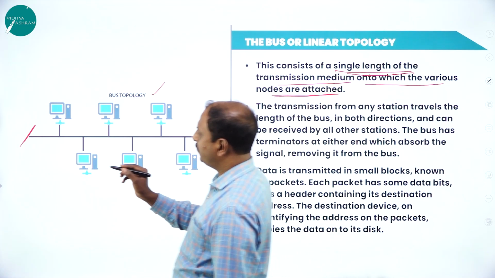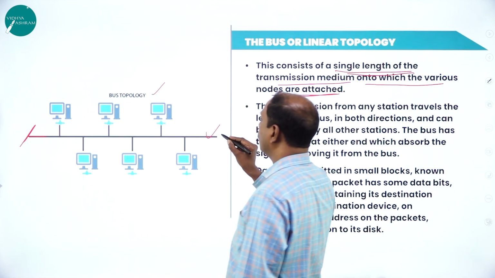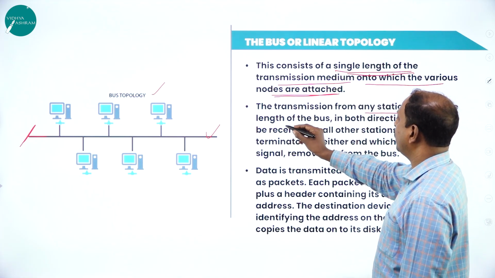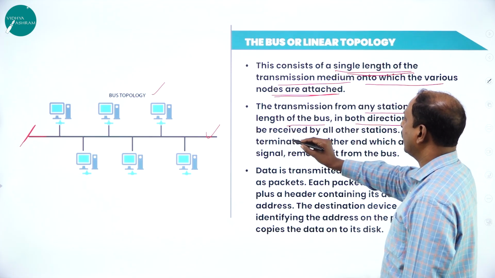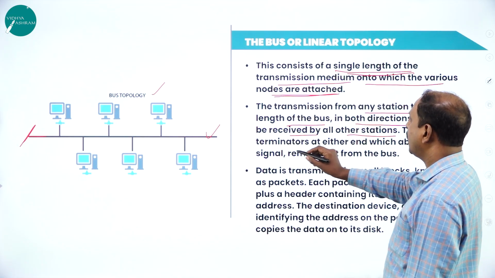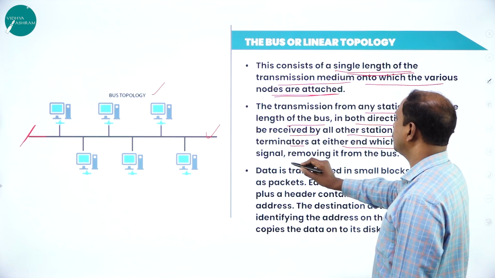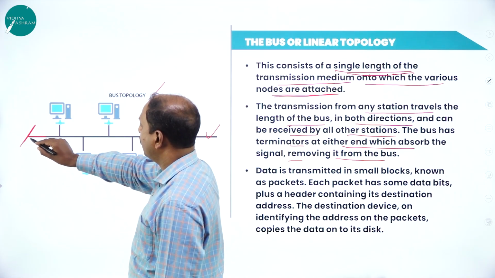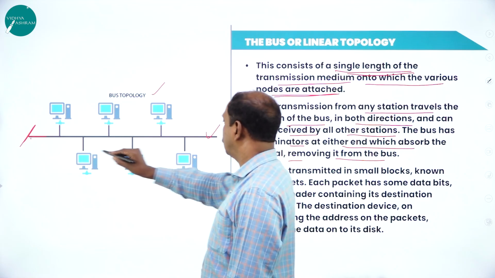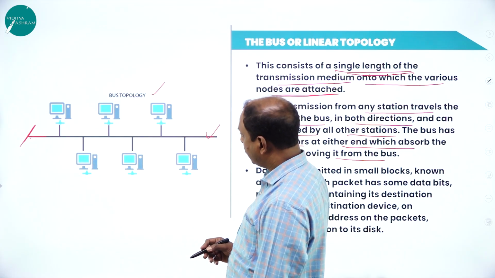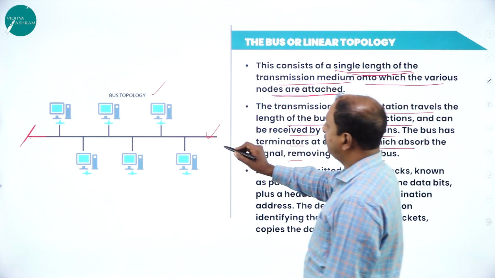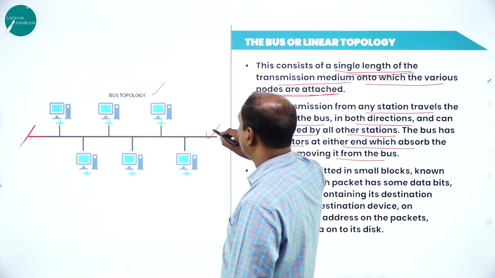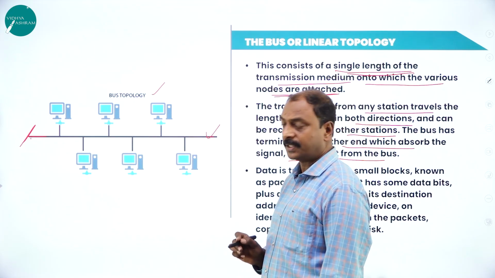So here data is transmitted within the main transmission cable. The transmission from any station travels the length of the bus in both directions and can be received by all other stations. The bus has a terminator at either end which absorbs the signal, removing it from the bus. So how does data travel? The data travels on the entire cable, for example from this end to this end, in both directions. In that way the data is transmitted and received by a particular computer, but the data keeps on moving from one end to the other throughout the network.